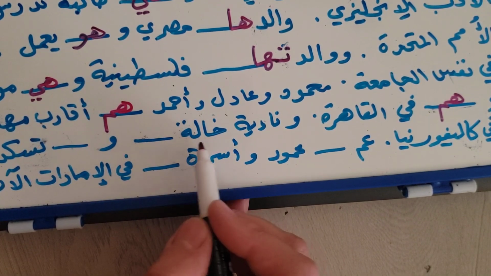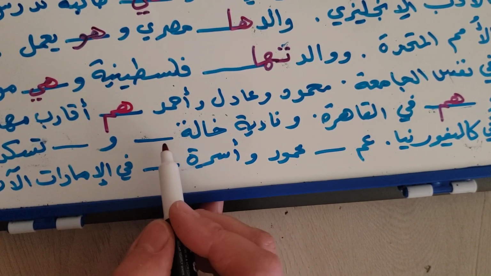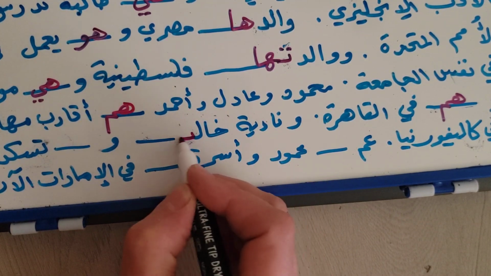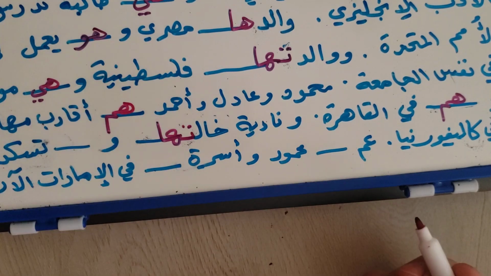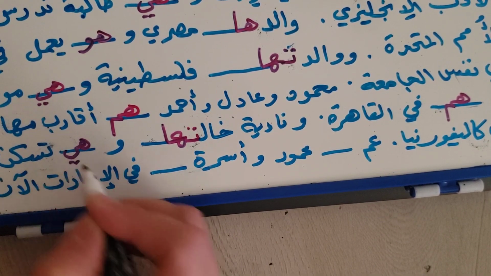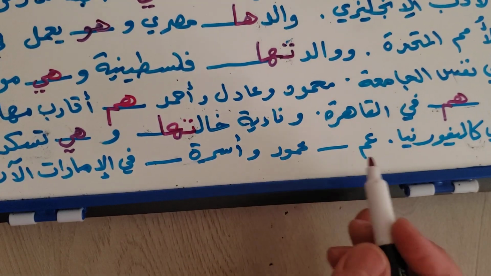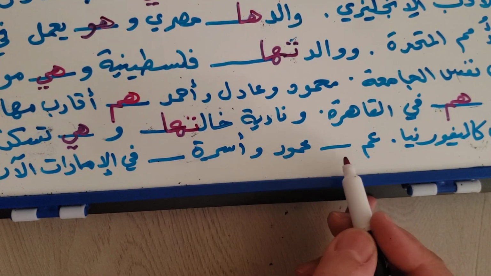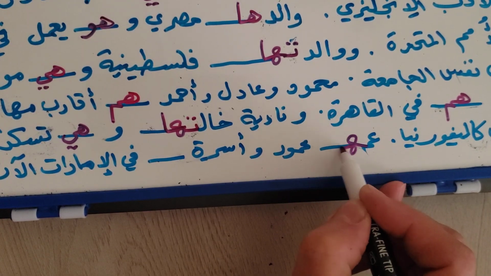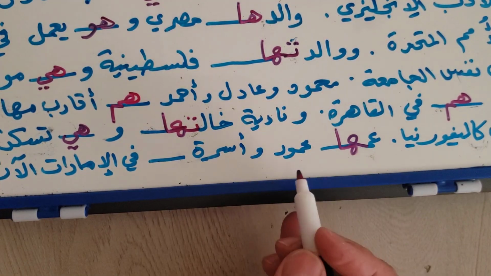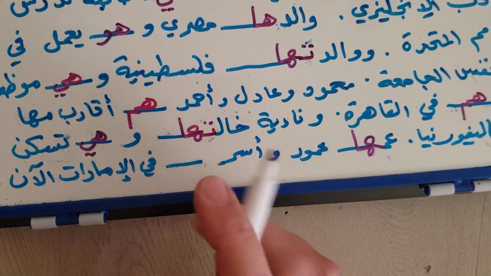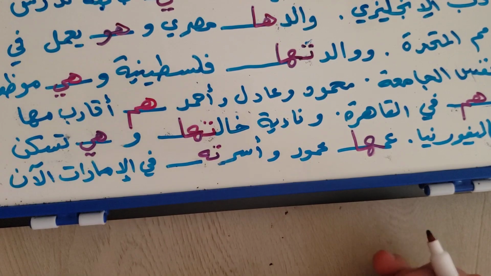So how do we say this? Instead of saying aunt of Maha, I want to say her aunt. ونادية خالتها. So I'm going to have to replace the تاء مربوطة with تاء مفتوحة and add ها. ونادية خالتها, and she lives وهي تسكن في California. Now I want to talk about her uncle. I say عمها, her uncle, عمها محمود, and his family وأسرته في الإمارات الآن.